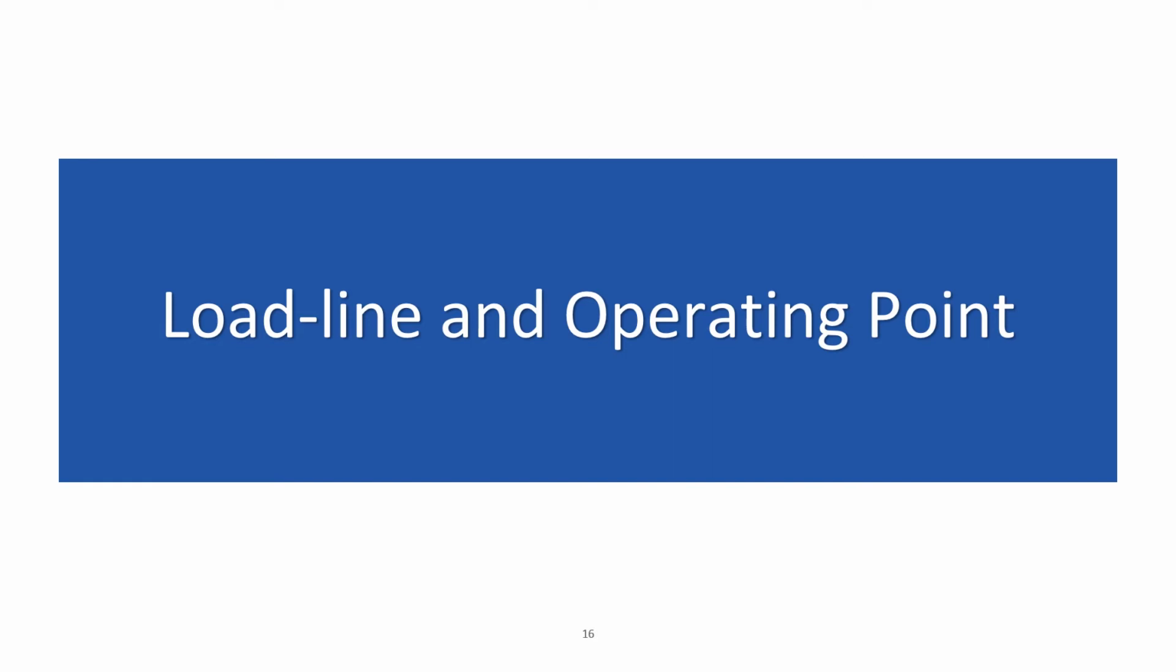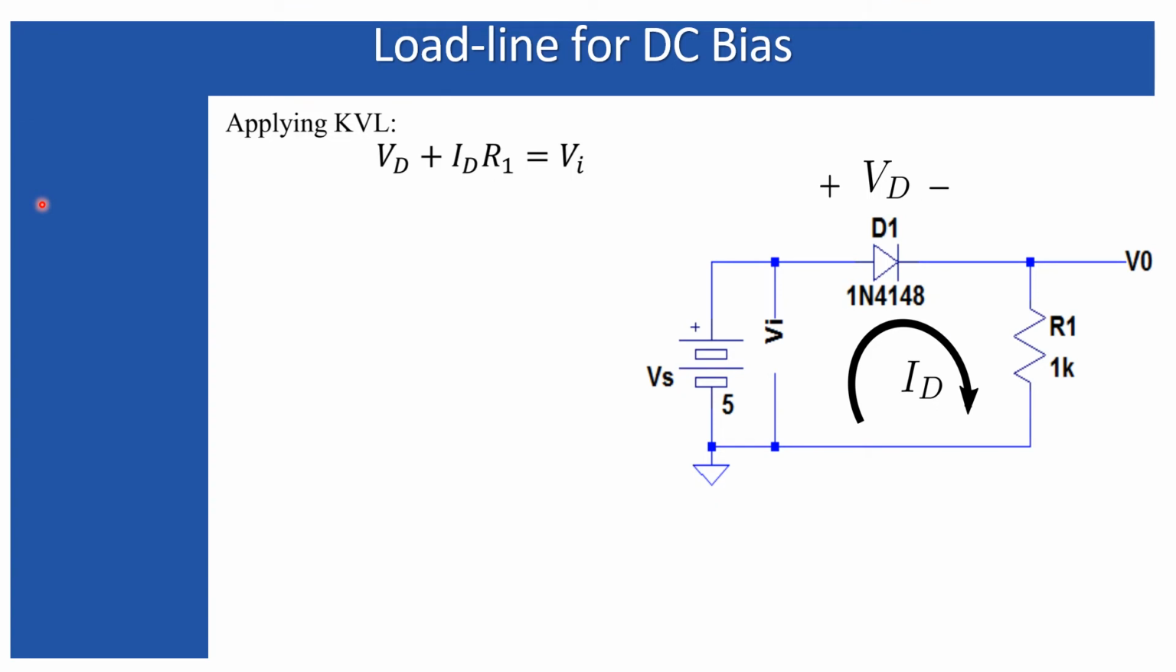Load line and operating point. Up to now, I have considered the VI characteristics of this diode. I did not say anything about the entire circuit when it is connected with the diode, especially when a load and a source are connected with the diode. So from here I am going to discuss all those things when a load and source are connected with the diode.